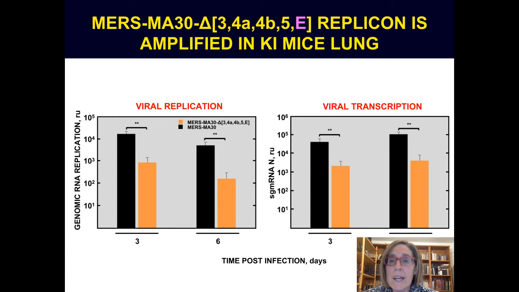The replicon lacking 5 genes, the accessory genes and the envelope gene, was replication competent in vivo, as shown by the orange columns, indicating the synthesis of genomic RNA to the left or subgenomic RNA to the right, although to a lower extent than the wild-type virus in the black columns, as expected.